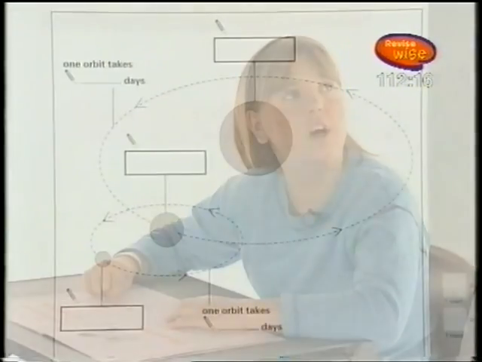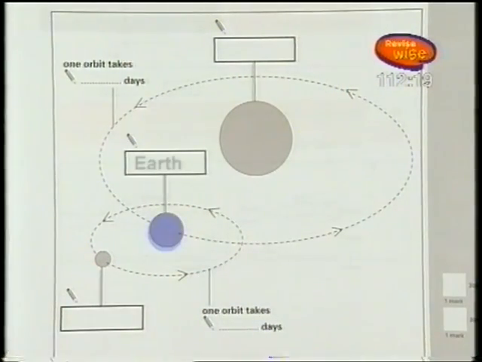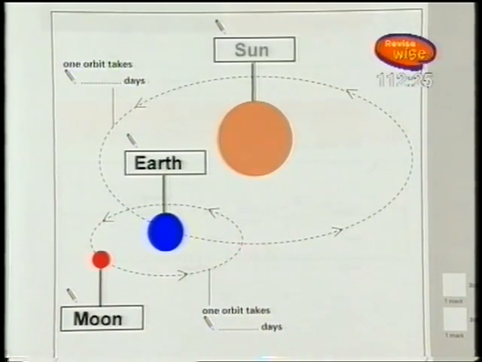OK, we said the Earth orbits the Sun and the Moon orbits the Earth. So that must be the Earth. That must be the Moon. And that must be the Sun. Yes. And it takes 1 year, or 365 days, for the Earth to orbit the Sun. And it takes 28 days for the Moon to orbit the Earth. Great!